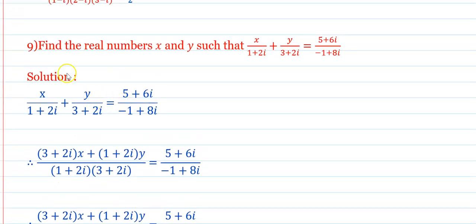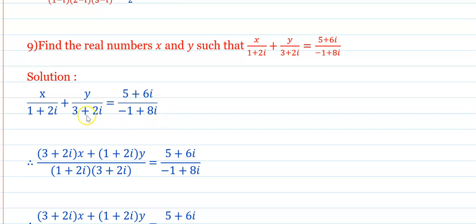Next problem, problem number 9. Find the real numbers x and y such that x upon 1 plus 2i plus y upon 3 plus 2i is equal to 5 plus 6i upon minus 1 plus 8i. Okay, now the solution. x upon 1 plus 2i plus y upon 3 plus 2i is equal to 5 plus 6i upon minus 1 plus 8i.